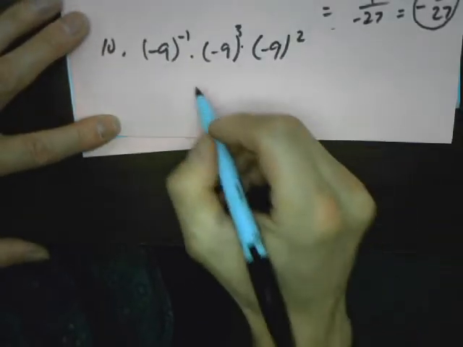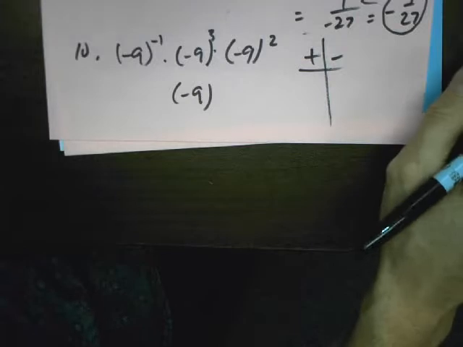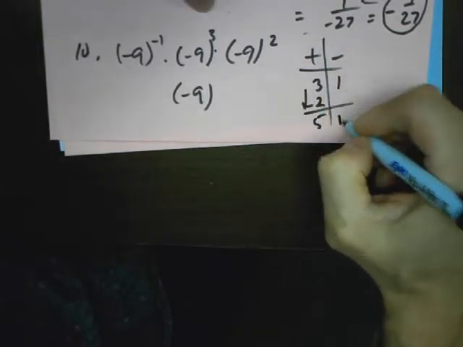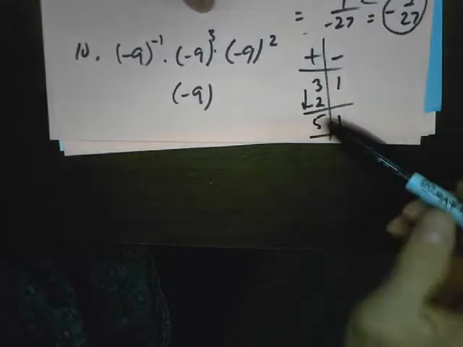Okay, I get to stop early. So I copy the base, add the exponents. So let's use teams, because we use teams when we add, right? I got a negative number, positive number, positive number. I have 5 positives and 1 negative. Opposite teams mean subtract.